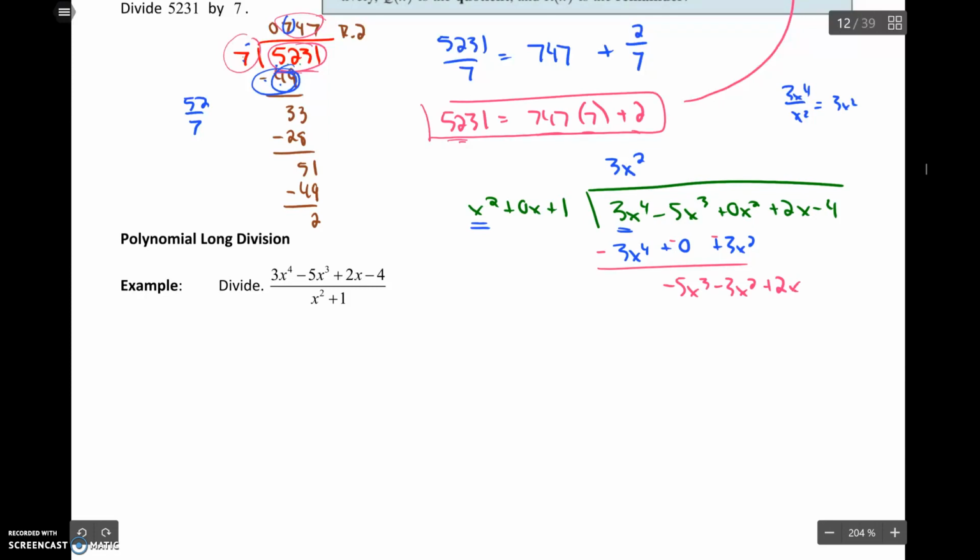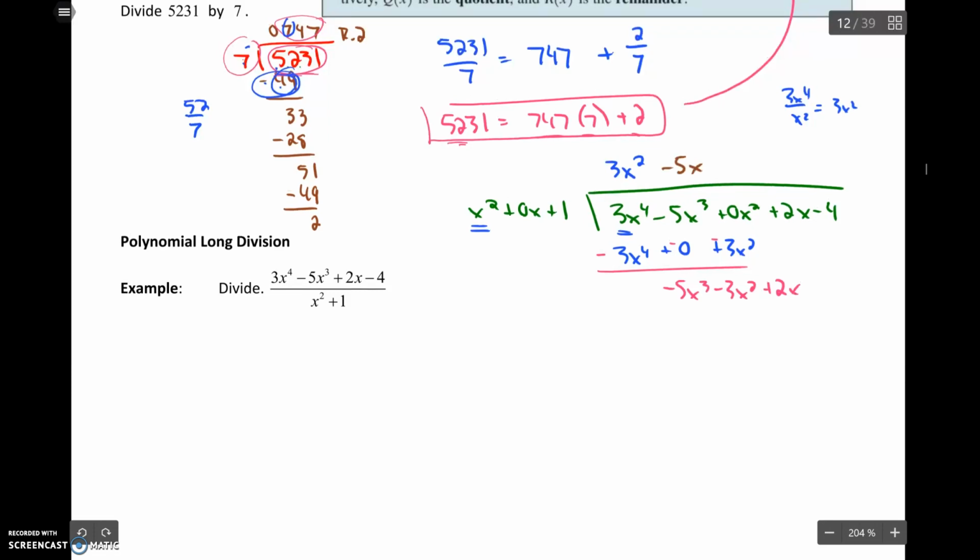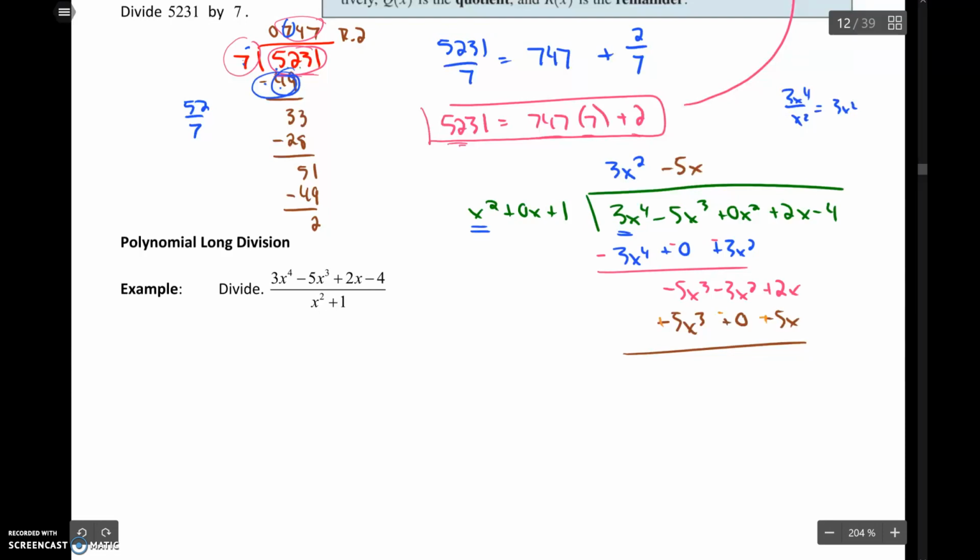X squared goes into negative 5x cubed negative 5x times, because when I take this times this, I get negative 5x cubed. This times 0, 0. This times 1, negative 5x. Change the signs, plus, minus, plus, and add. 0, negative 3x squared, positive 7x minus 4.